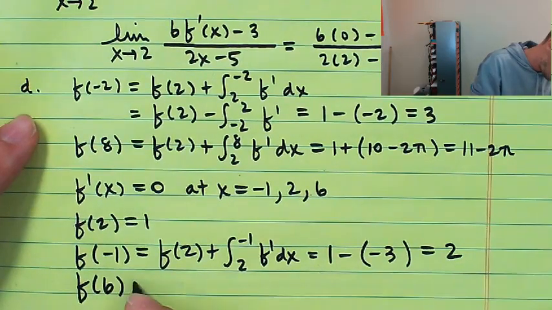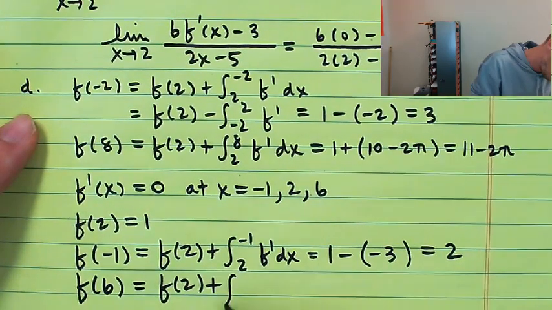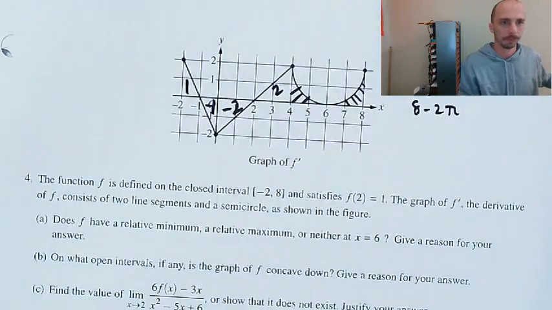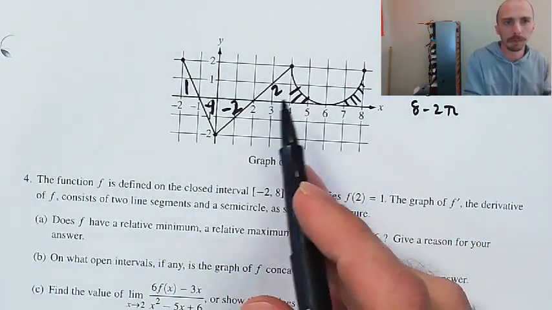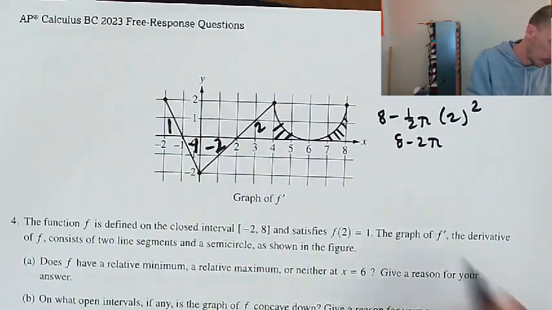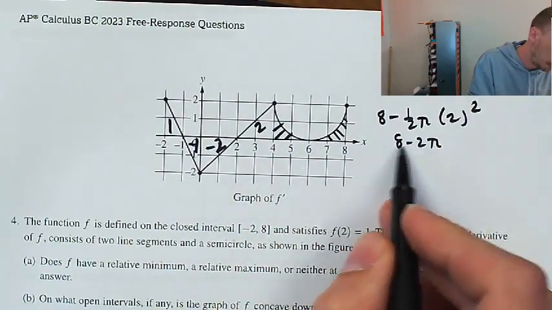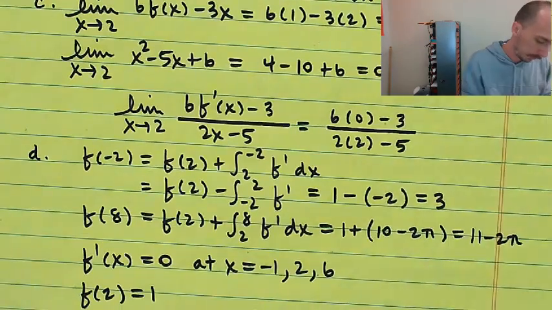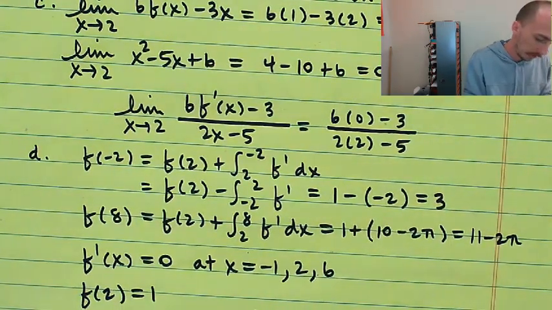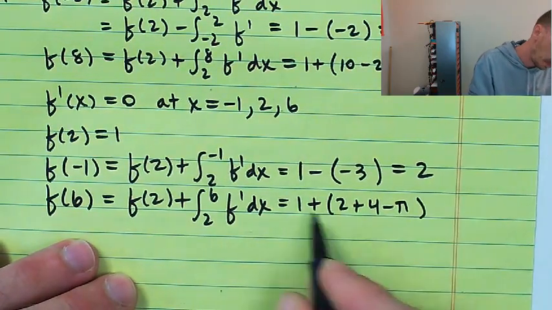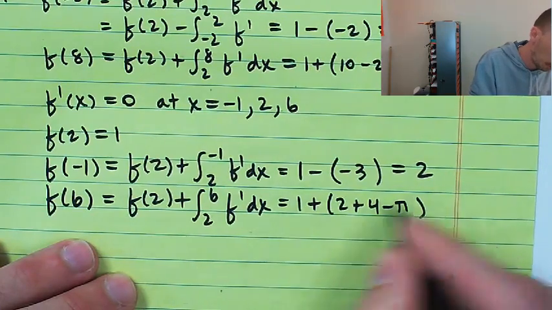So f of 6 is going to equal f of 2 plus the integral from 2 to 6 of f prime. And the integral from 2 to 6 is going to be a positive number. Okay, but if this is my free response, I want to get all the credit possible. So I'd say that this is half of the 8 minus 2 pi, so 4 minus pi. So 2 plus 4 minus pi is that integral. So f of 6 is equal to 1 plus 2 plus 4 minus pi. Okay, and then that's going to be definitely greater than 1.